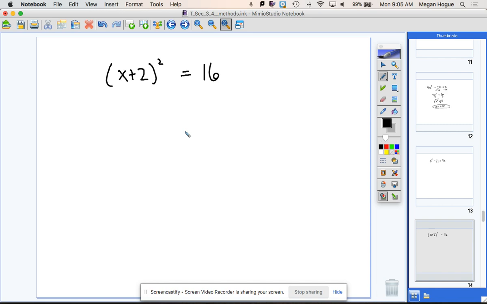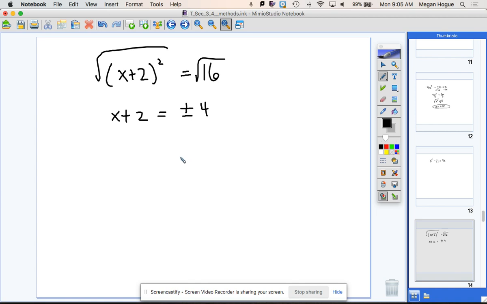Emmy, what do you think about that one? Yeah, we're still square root, right? We are. We hadn't seen one like this. So this is that binomial squared. So this is where we can square root. It's been a while since we've seen those. We can go ahead and square root both sides. So we're going to say x plus 2 equals plus or minus 4. Do I need an i? No.